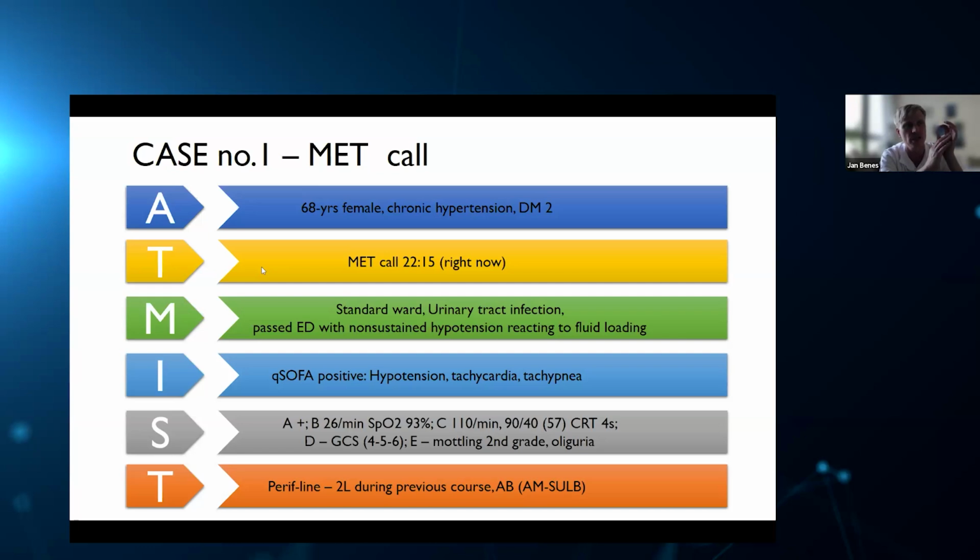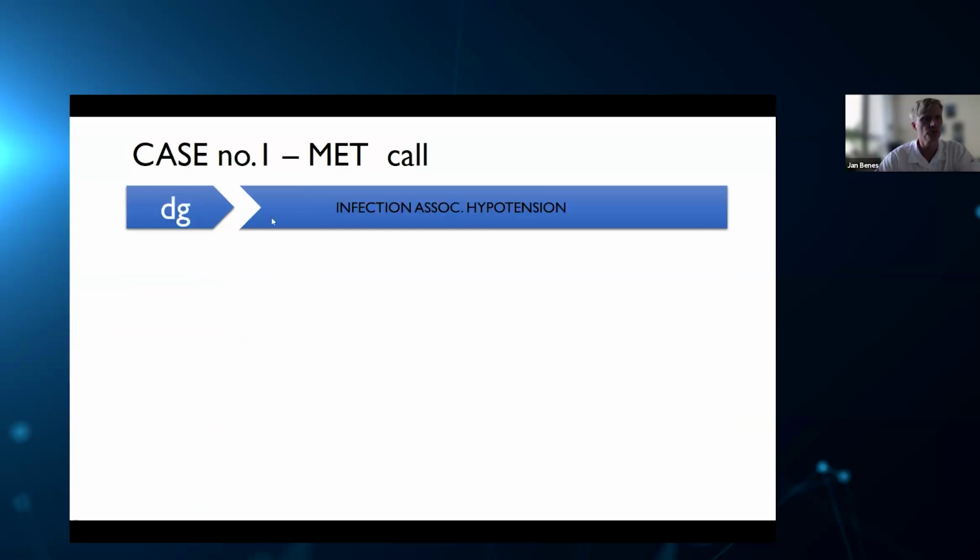She passed through the emergency department with non-sustained hypotension, so she reacted to like 2 liters of fluid. And now you are called because there is hypotension, tachycardia, tachypnea. So she's 90 over 50, 110 a minute. She has a peripheral line and she received antibiotics and 2 liters previously in the previous course.